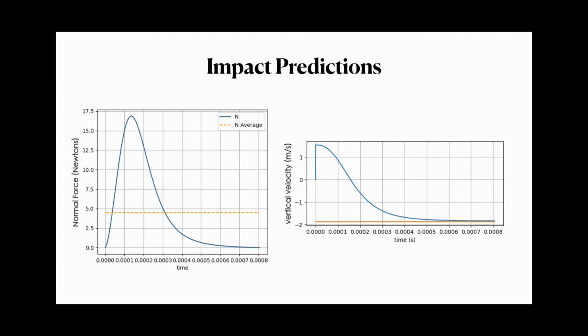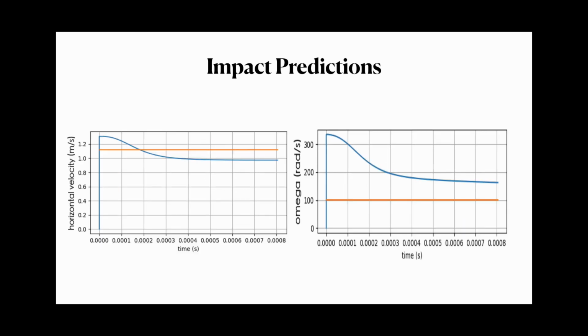So here are the impact predictions from our model. Here you can see we can form a graph of the average normal force, and we can also form a graph of the velocity and how it transitions during the impact. And you can see the vertical velocity largely fits with our experimental data. Now, in the x direction and in the angular velocity, there are deviations, but the deviations are small enough that it is largely able to predict the motions.